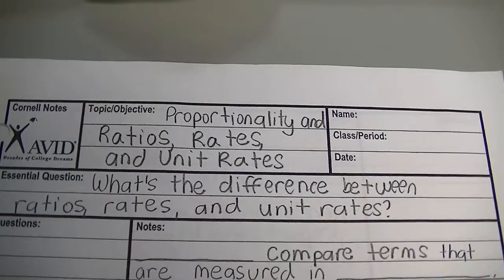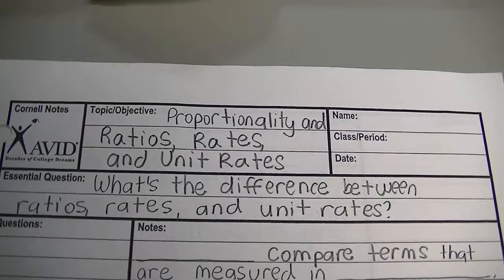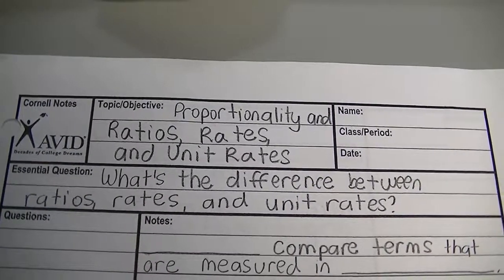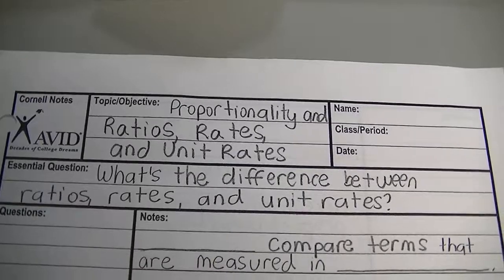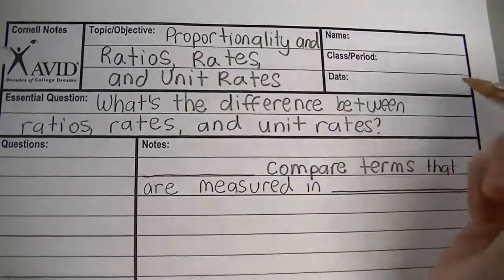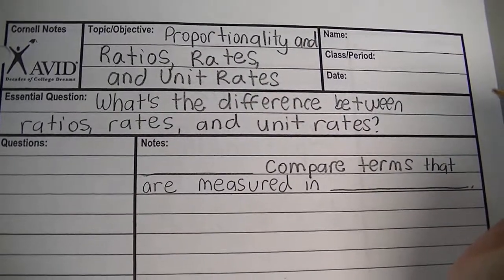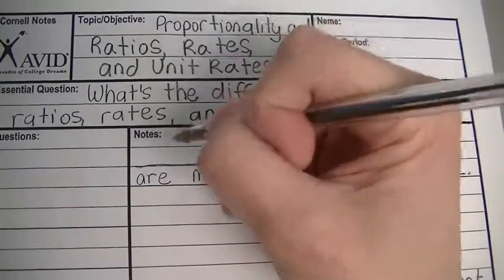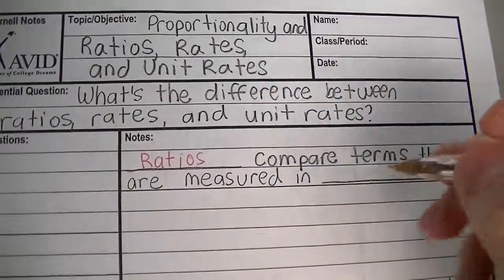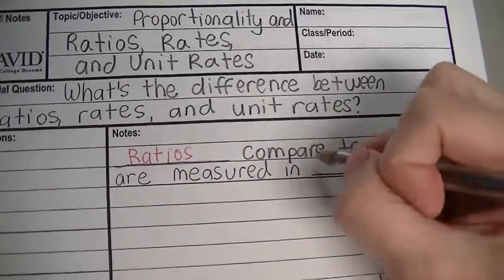The topic is proportionality and ratios, rates, and unit rates. The essential question is, what's the difference between ratios, rates, and unit rates? So what you need to know is that ratios compare terms that are measured in the same units.